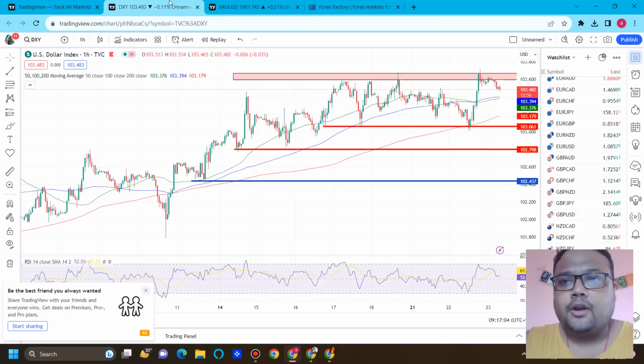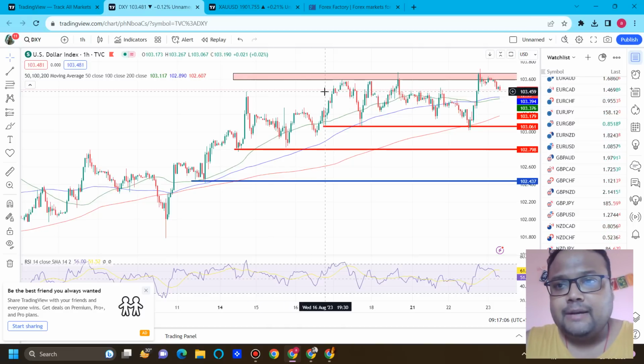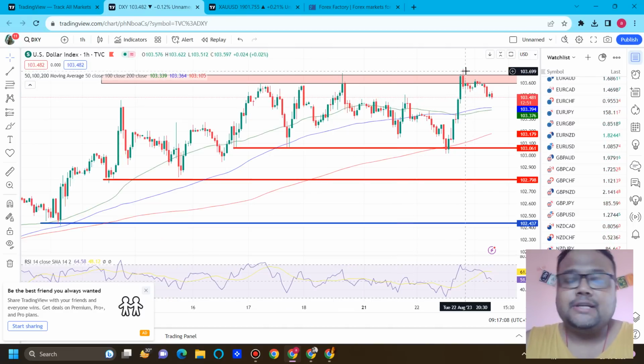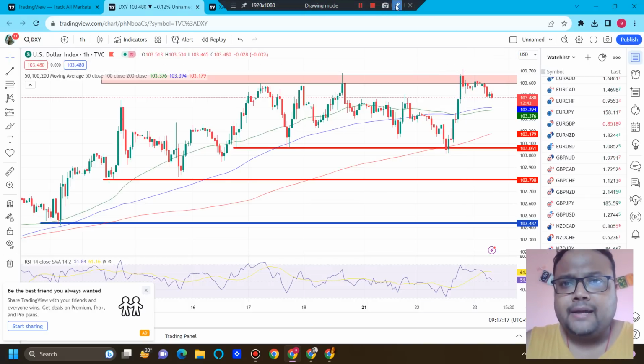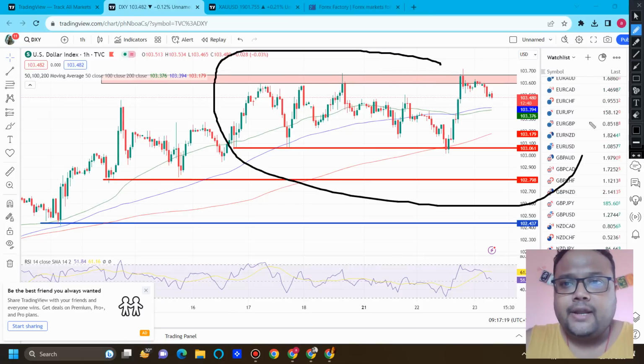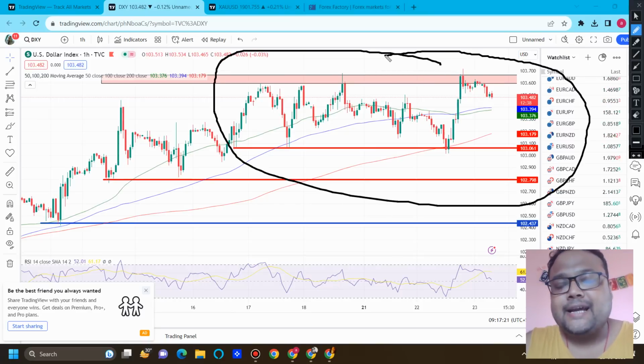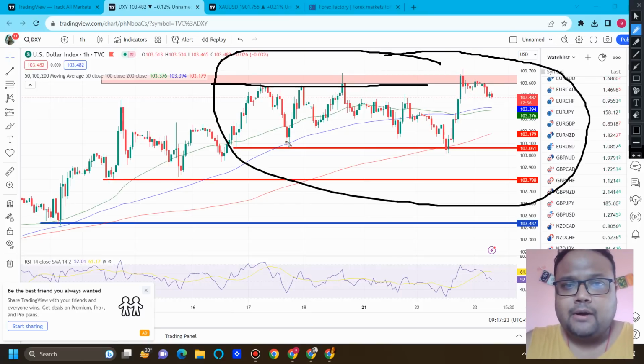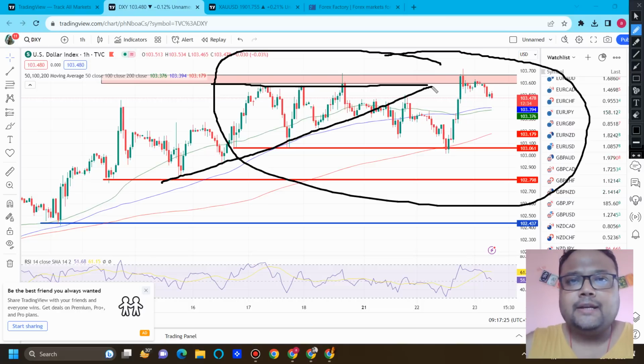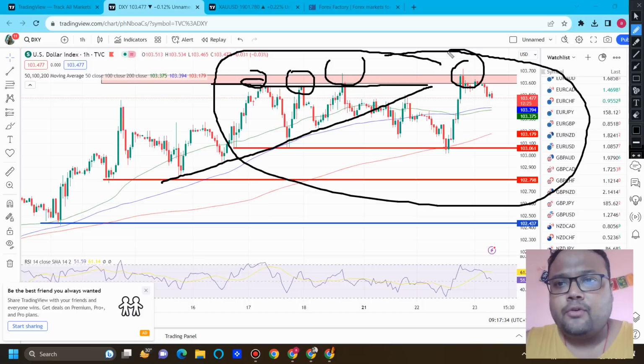If you look at the chart of dollar index, then for the fourth consecutive time, dollar index failed to cross the resistance of 103.60, 103.70. Right now, dollar index is standing at 103.48. And we can clearly see that the trend of the market is purely sideways right now. We discussed the ascending triangle pattern here that has passed. At present, we have a sideways market on DXY. And as I said, the market has tested the resistance 4 times.